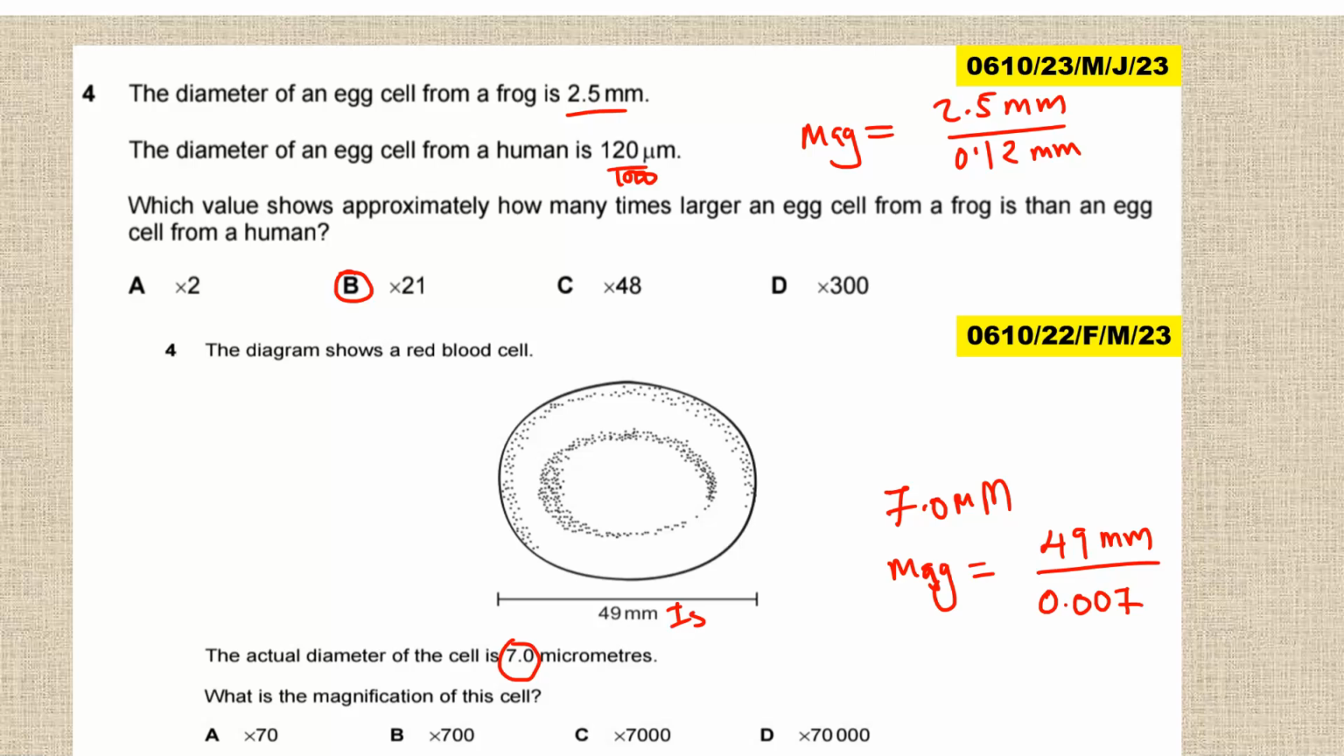1, 2, 3. 0.007, yeah. So 49, that is 49. I'm dividing 49 by 0.007, okay, and this is going to give us 7,000. So 7,000 is the magnification, and the answer is C.